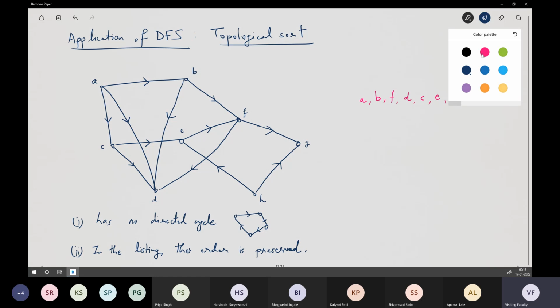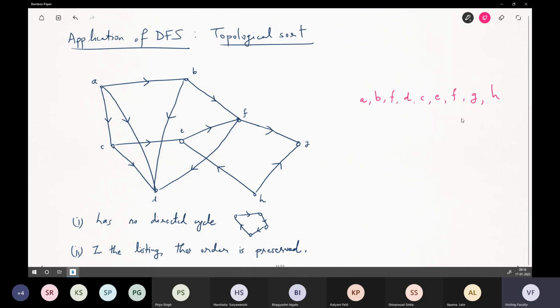What does it mean that the order is preserved? This is a listing of all the vertices. Take any vertex and take any vertex to its right. The edge between those two vertices is always directed forward. For example, A to B, the edge is directed forward. C to E, the edge is directed forward. F to G, the edge is directed forward. G to H is directed backwards, that is fine, but H was the singleton, the last vertex, so it doesn't really matter. G has already been covered by F.